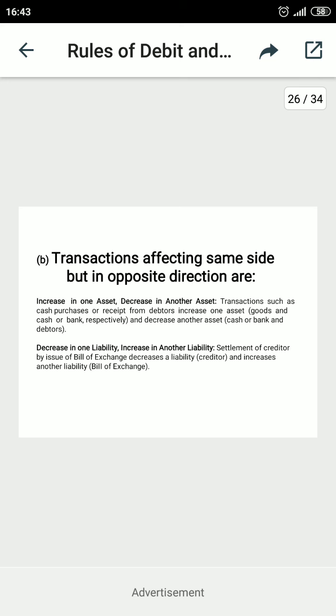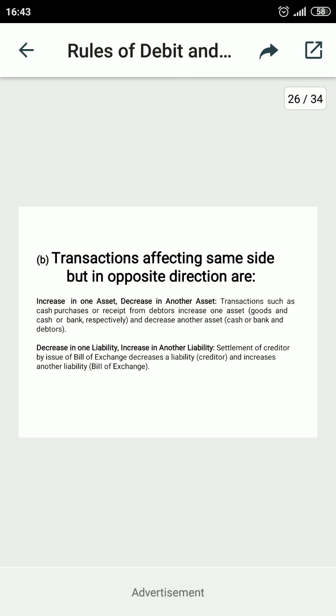So what does it mean? Both are affected. The word "both" is referring to the cash and the stock; both are assets. One asset is increasing and the second is decreasing. So I think this is clear to you.